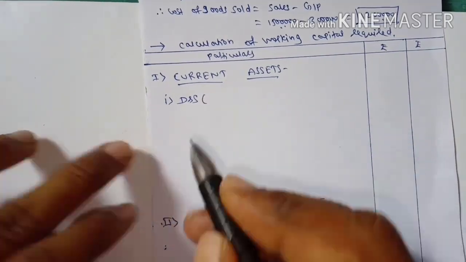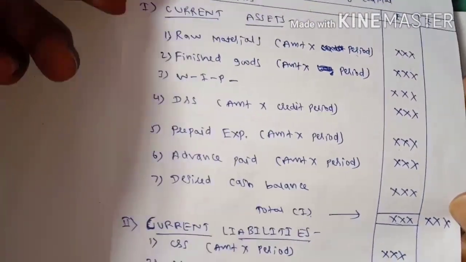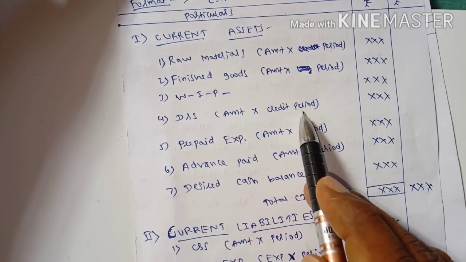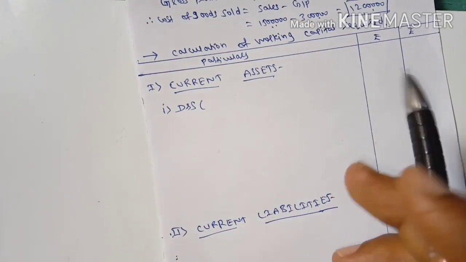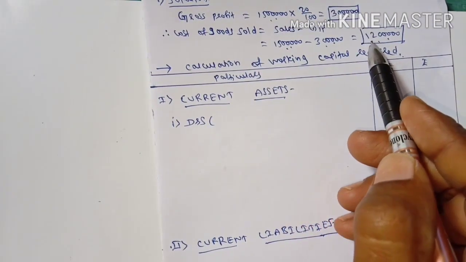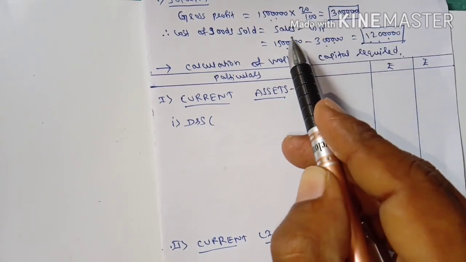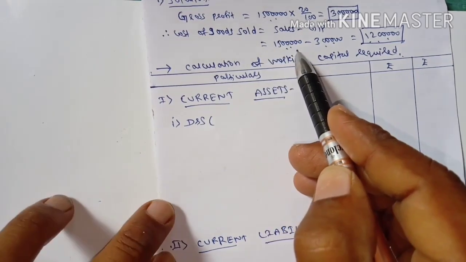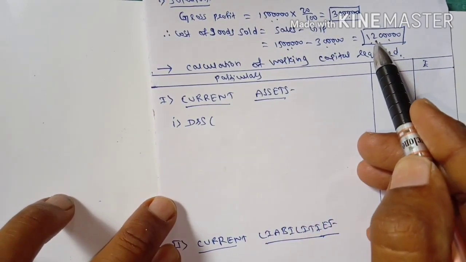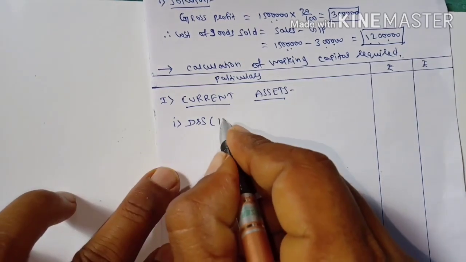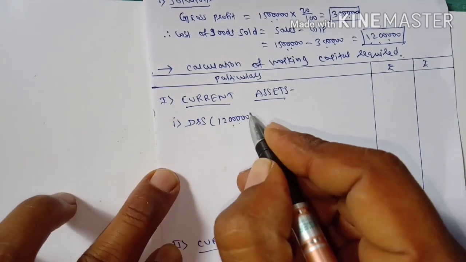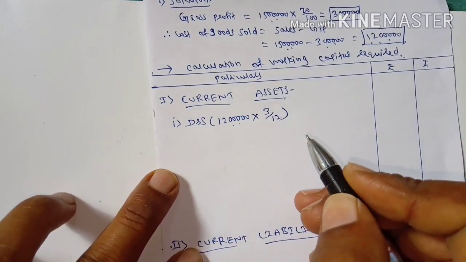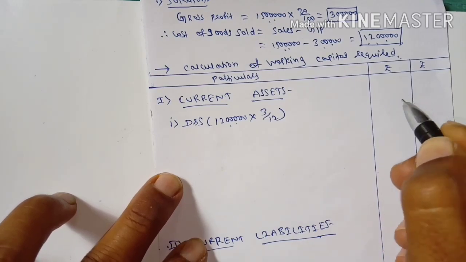So in my format I have told you how the debtors value is ascertained: amount into credit period allowed to debtors. So what is the amount of debtors? Here we have to consider cost of sales. If the problem is on total approach, we have to consider 15 lakh, but gross profit is given, so that's why we have to consider only cost price. So 12 lakh into credit period of 3 months. So 3 divided by 12. So it is 3 lakh.